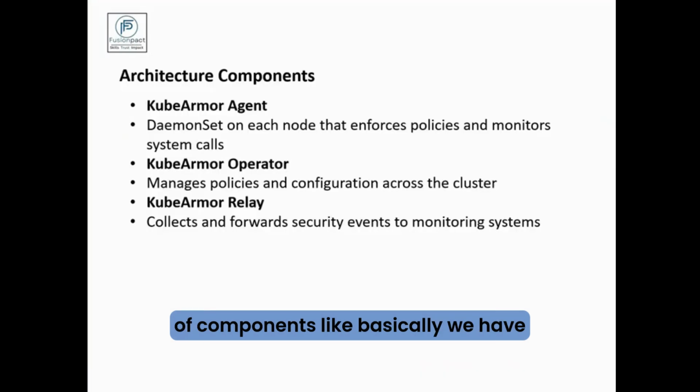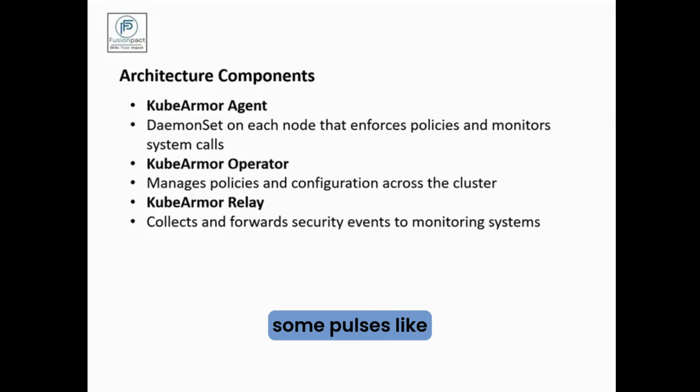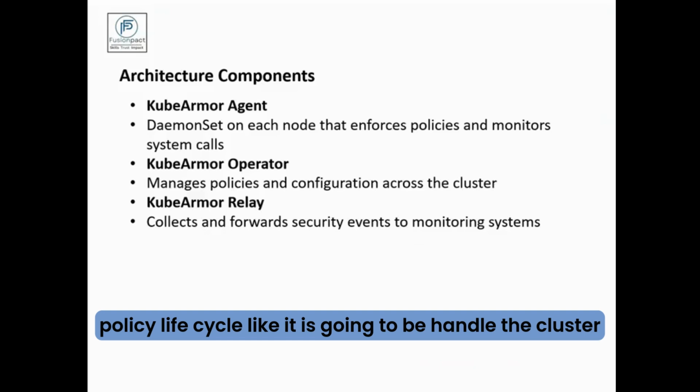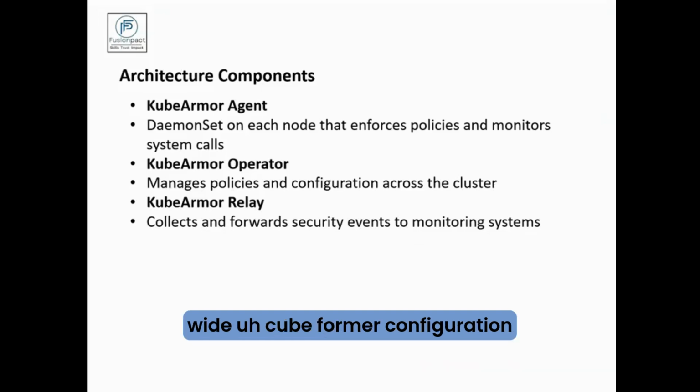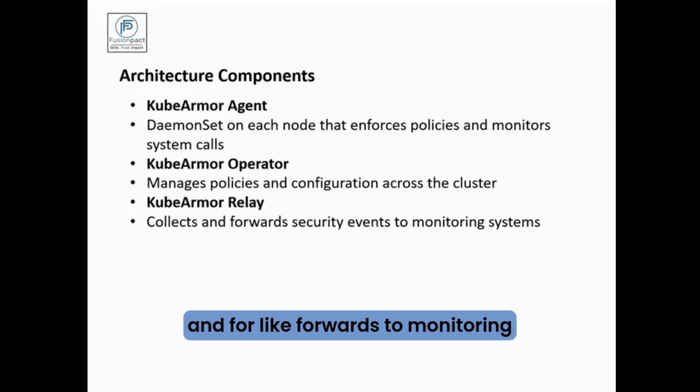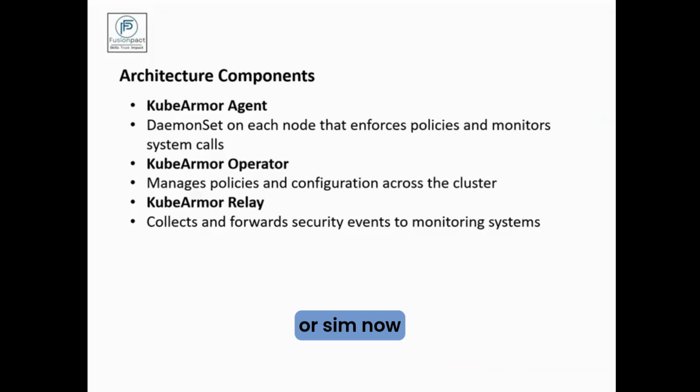Architecture of components: basically we have the KubeArmor agent. The KubeArmor agent runs on every Kubernetes node. It enforces policies like exec, file access, network, and capabilities. And the KubeArmor Operator manages the policy lifecycle. It handles the cluster-wide KubeArmor configuration. And one more architecture component is KubeArmor Relay. It collects the overall logs and events and forwards them to monitoring tools like Grafana and Elastic, or SIEM.